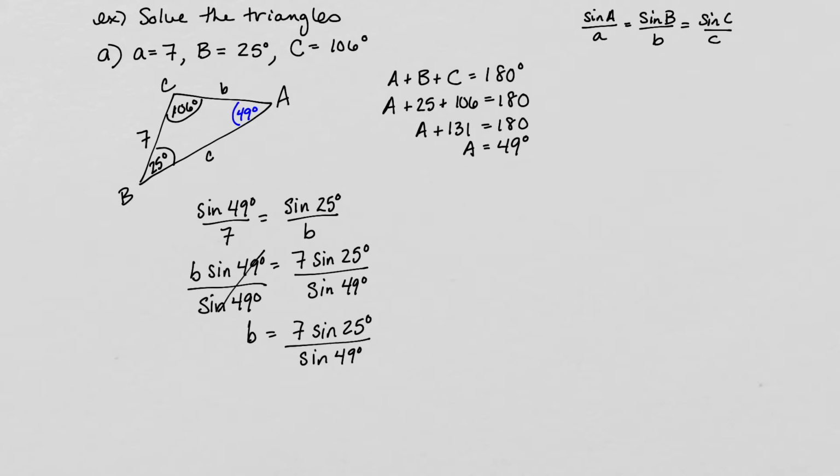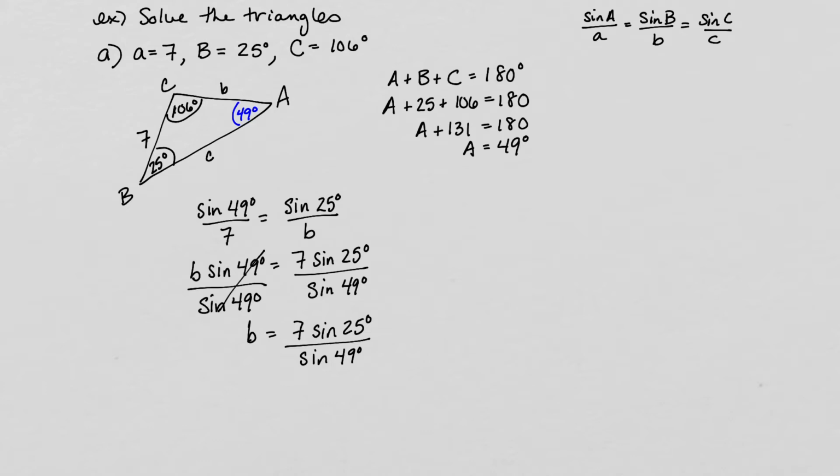So somebody asked me, why is it over the sine of 49? Because I'm trying to get the b by itself. So I had b times this stuff, so I have to divide to get rid of it. Since I had b times all this stuff, we're going to divide both sides by that same stuff. So that's why it's the sine of 49. Does that make sense? Okay.